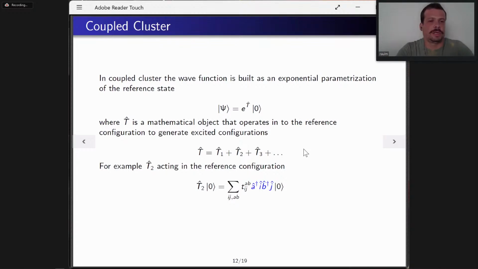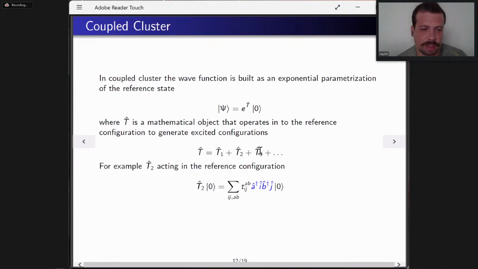The textbook definition of coupled cluster is that it's a wave function that is built as an exponential parameterization of the reference state. Here the argument of the exponential is T, and T is a mathematical object that operates on the reference state configuration to generate excited configurations. This T is also expanded in single excitations, T1, double excitations, T2, triple excitations, T3.